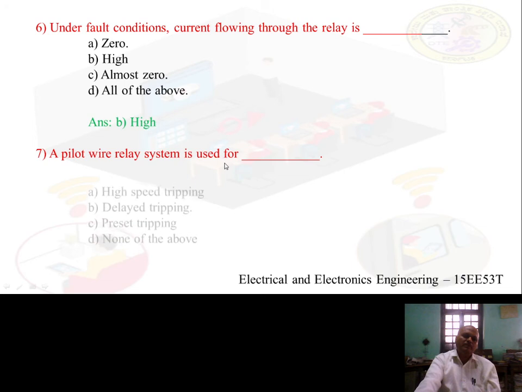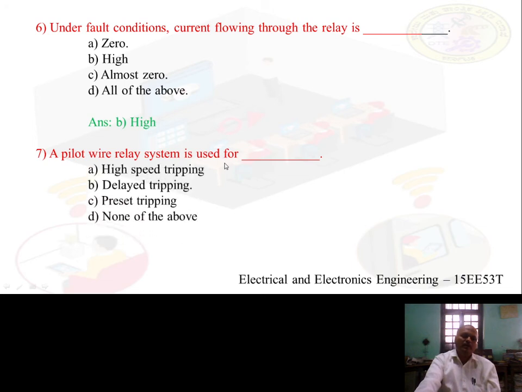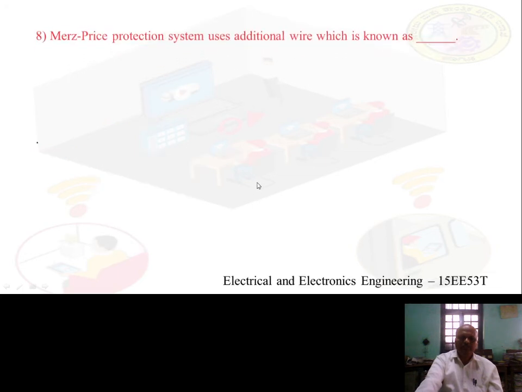A pilot wire relay system is used for dash. Your options are A. High speed tripping, B. Delayed tripping, C. Preset tripping, D. None of the above. A pilot wire relay system is used for, your answer is A. High speed tripping. Question number 8.